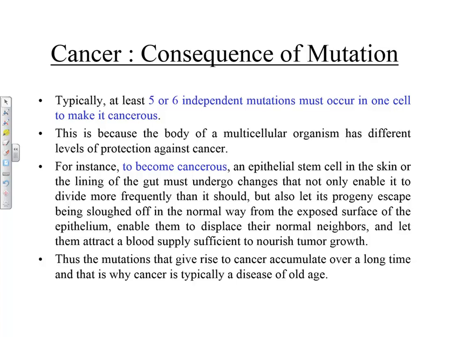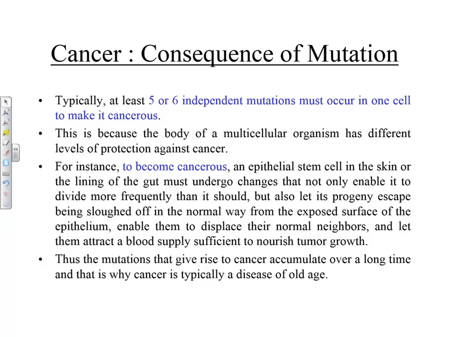Now, typically at least 5 or 6 independent mutations must occur in one cell to make it cancerous. This is because the body of a multicellular organism has got different levels of protection against cancer. For example, to become cancerous, an epithelial stem cell, that means a cell, let's say, on your skin or lining the gut, must undergo changes that not only enable it to divide more frequently than it should, but also let its progeny escape being sloughed off in the normal way from the exposed surface of the epithelium.